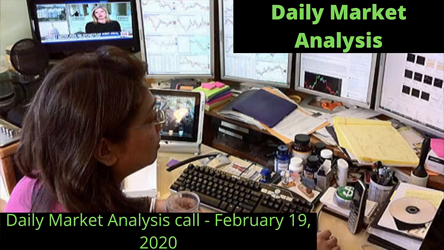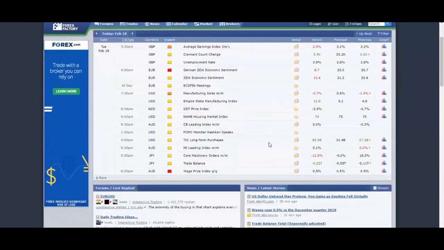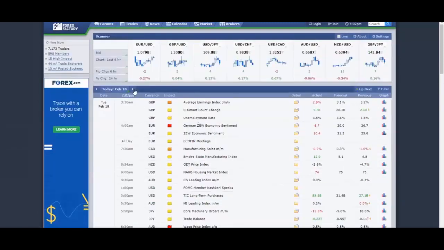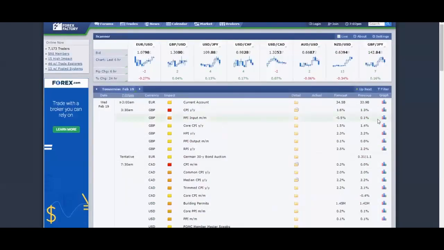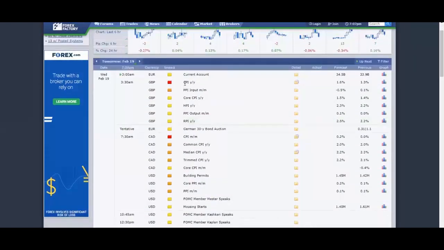All right, as usual, we'll start off by taking a look at our calendar here. In terms of our data, we just had ZEW economic sentiment, which came in negative here. The wage index for Australia came in as expected. And then coming up on Wednesday, we do have some important news.